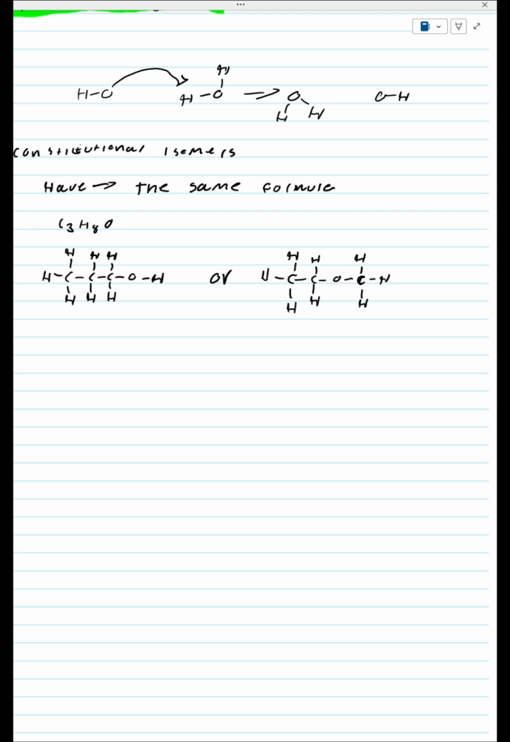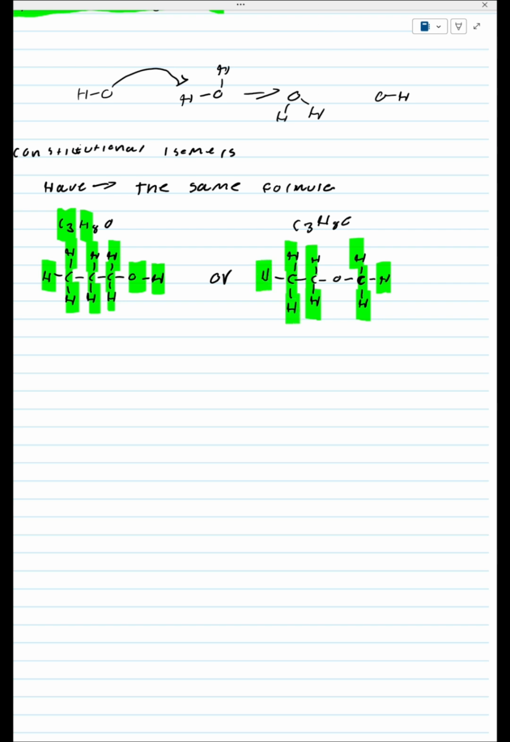These two formulas are both C3H8O. And we could look at it: carbon 3, 1, 2, 3, hydrogen 8, 1, 2, 3, 4, 5, 6, 7, 8, oxygen. This side, carbon 3, hydrogen 8, 1, 2, 3, 4, 5, 6, 7, 8, and oxygen. So those are what constitutional isomers are. Extremely simple.